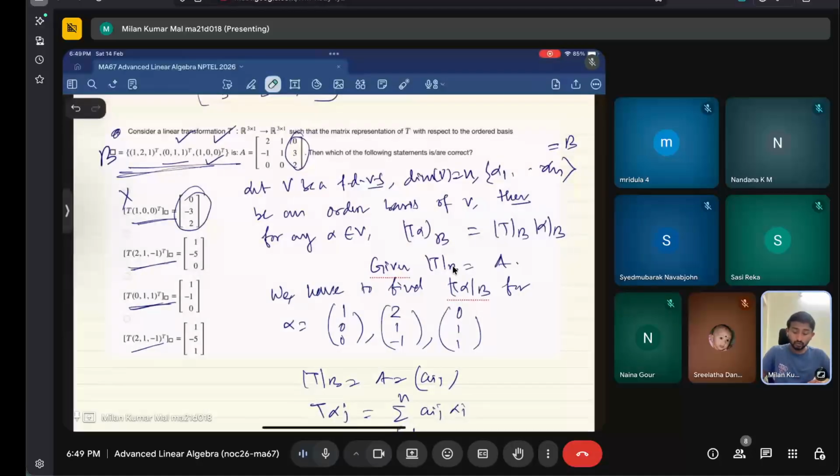So now obviously there are two more options, but both of them are asking the value of T at the point 2 1 minus 1. So that one will be correct. So let's check what is the correct option. So I hope this is clear.